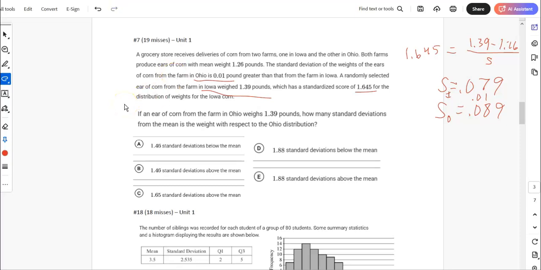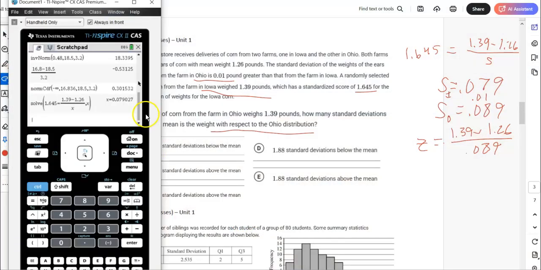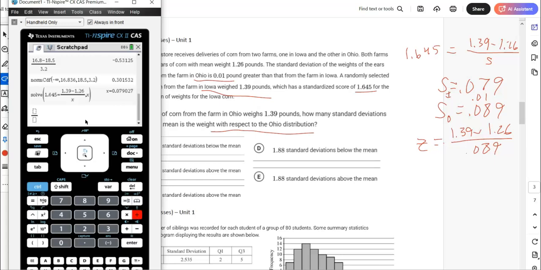If an ear of corn from Ohio weighs 1.39, how many standard deviations from the mean weight is it with respect to Ohio? So Z equals, I don't think we know Z, right? So we know it's 1.39 minus 1.26 over 0.089. See if this gives it to us. Last time I was wrong about the Z-score. It wasn't what we needed. Let's see if it is. 1.39 minus 1.26 over 0.089.